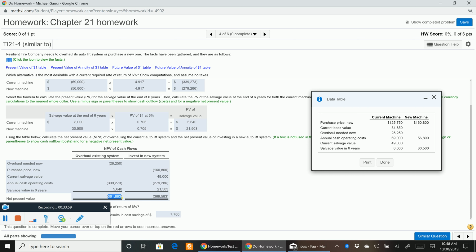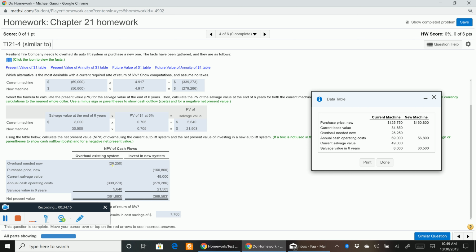It's a lot closer than you would think, right? It's fairly close. The argument financially is still to overhaul the existing system. It's a little bit cheaper over 6 years. It's about $8,000 cheaper. All right.